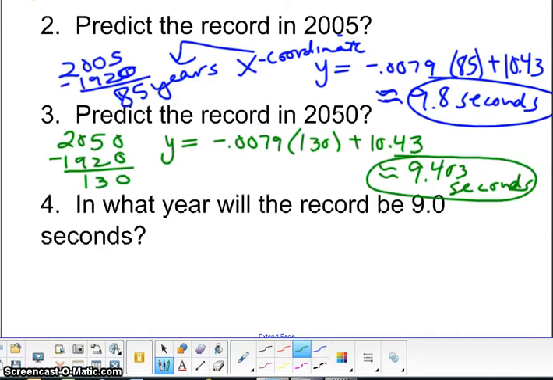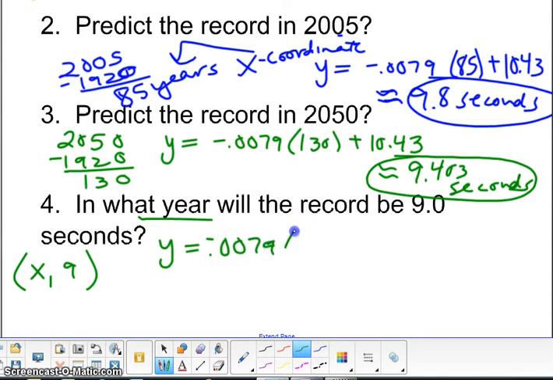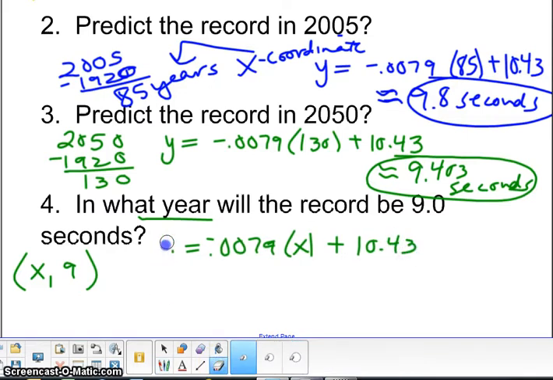Next, we're going to find out in what year will the record be 9 seconds. So we are switching the question around. Now we are trying to find the x value given the y value. So this is our unknown. When is it going to be 9 seconds? So in the equation above that we have been using for all predictions, instead of replacing an x, we're going to erase the y, and we're going to put a 9 in its place. Okay, and then you would just solve for x by subtracting 10.3 from both sides and then dividing both sides by negative 0.0079. Go ahead and give it a try.